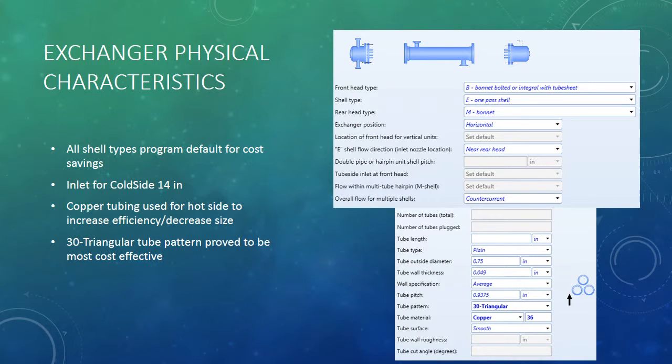When it came to the physical characteristics of the exchanger, we generally stuck to the defaults in Aspen, because those were generally the cheaper options and the more efficient options, at least for our setup. We set the inlet for the cold side to about 14 inches. We used copper tubing on the hot side to increase the efficiency and decrease the size of the exchanger. And we did a 30 degree triangular tube pattern, which we thought was the most cost effective.